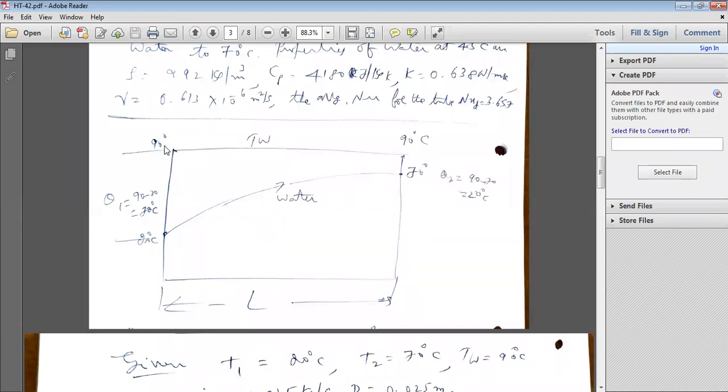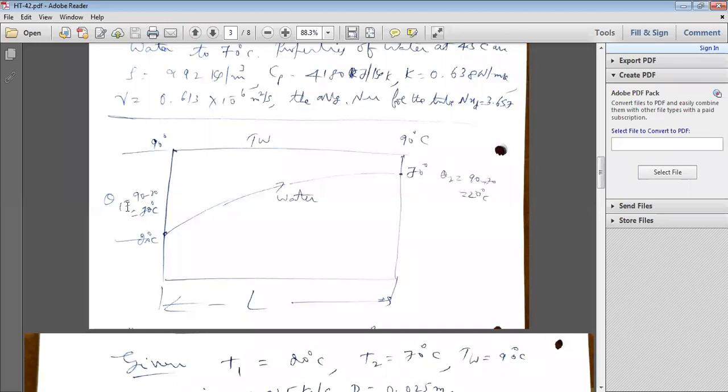At the same time, on the surface of the tube, we are maintaining constant wall temperature, TW. What is TW? Constant wall temperature. You are maintaining a temperature of 90 degrees centigrade all along the tube. So at the inlet of the tube and the outlet of the tube, water enters at 20 degrees centigrade, but the tube surface temperature is 90 degrees centigrade.